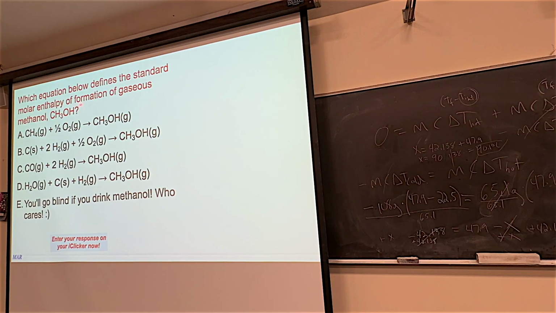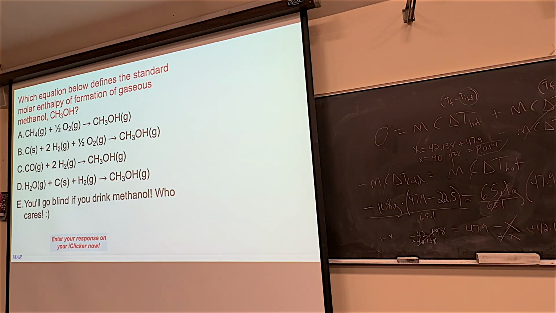A molar enthalpy of formation is delta HF, all right? And those are special kinds of delta HF. But the punchline for a formation equation: 1 mole of product and all reactants are elements on the periodic table in their standard states. So when you look at these 4 equations right here, this is a compound. It's a mixture of elements. That's not a delta HF.